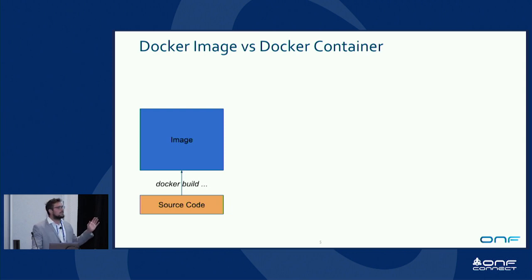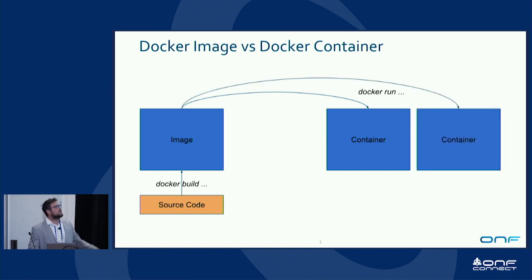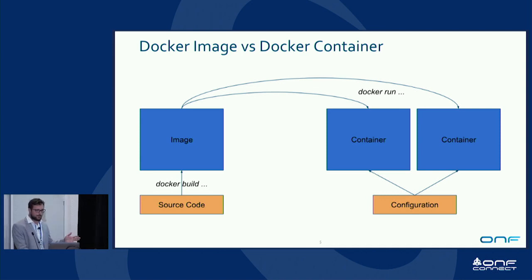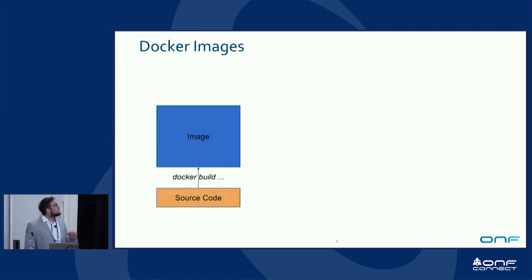We can think about this image as a VM image, like a .ovf for VMware. And what do we do with this image? We can spin it up and have a running container, and we can have multiple instances of that. And then we can have configuration files that are mounted in those containers and shared between the two. So we know what an image is and what a container is.